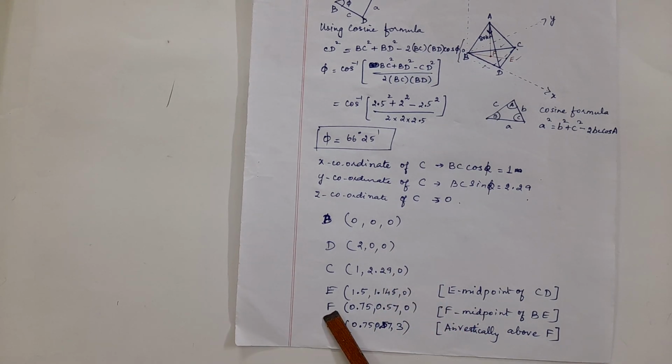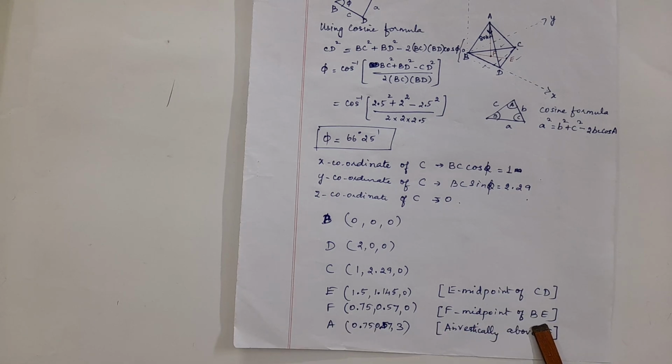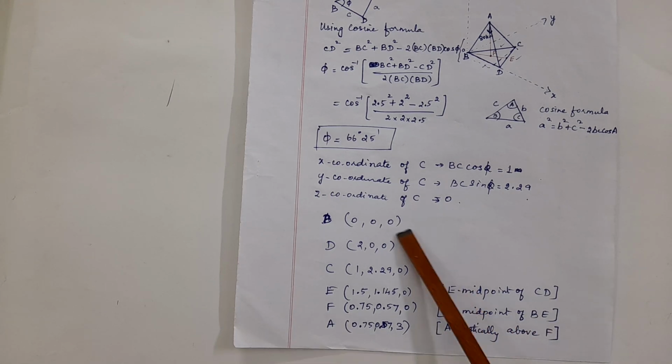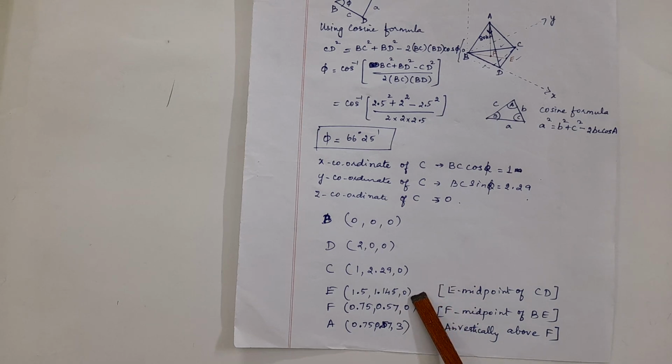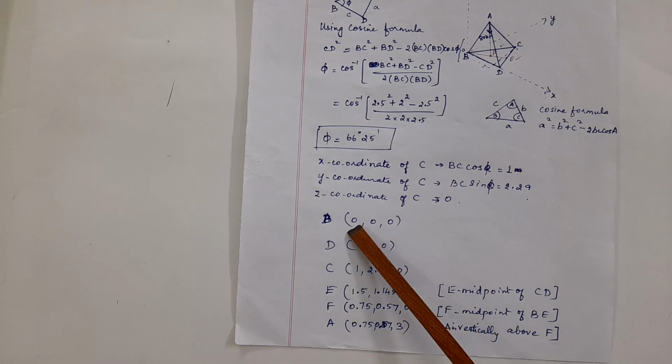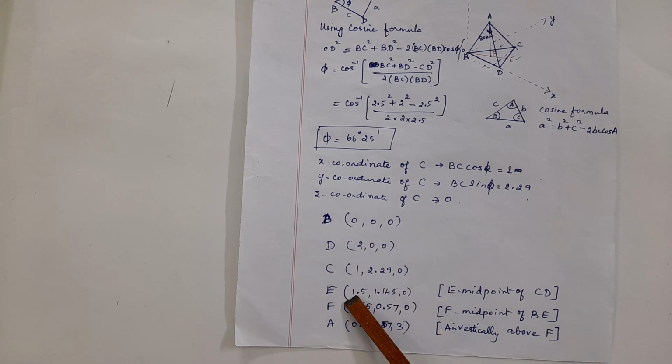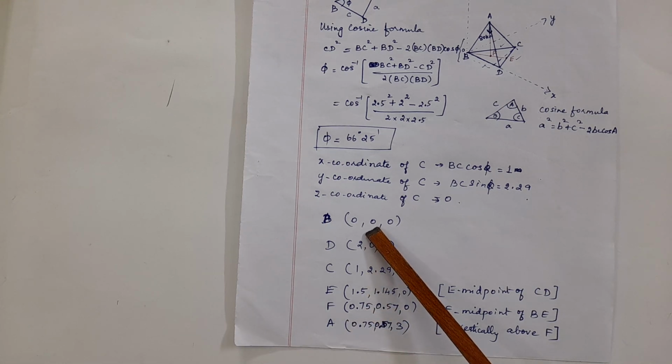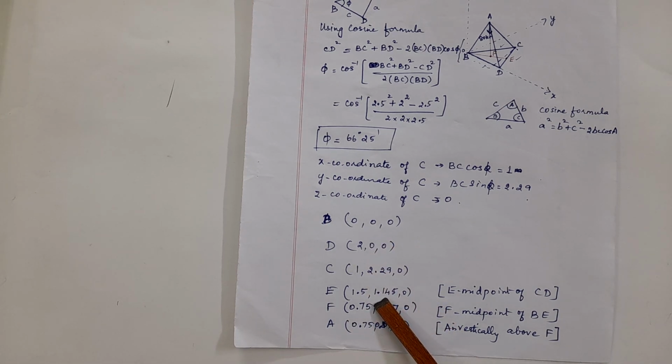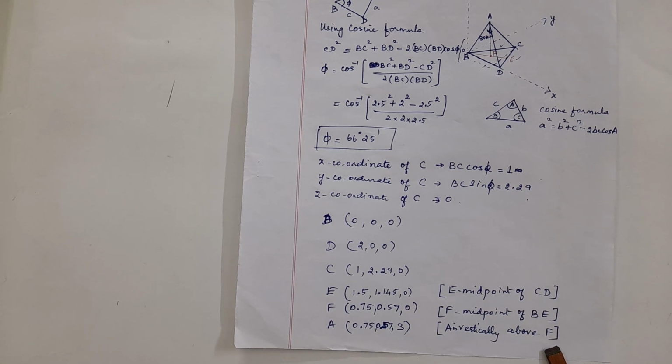And one more, F is the midpoint of BE, given in the problem. So the B coordinate is given, the E coordinate is determined, and the midpoint of these two has to be determined. The x coordinate of B plus the x coordinate of E, divided by 2, will be the x coordinate of F. The y coordinate of B plus the y coordinate of E, divided by 2, will be the y coordinate of F. Same way z coordinate.